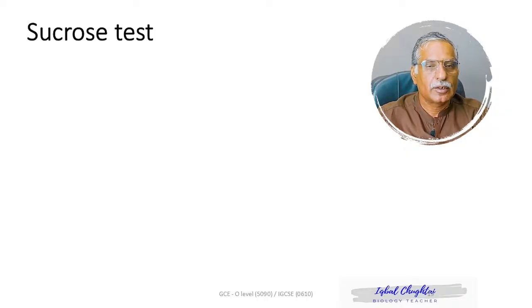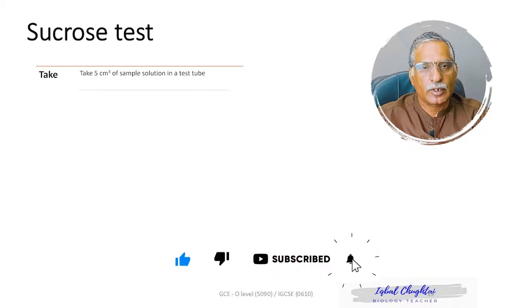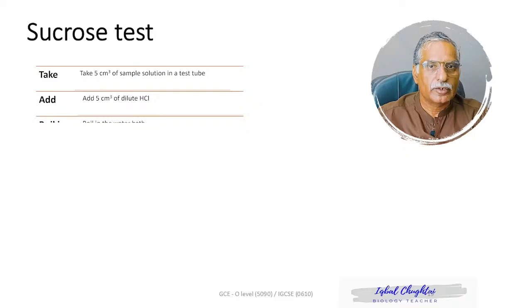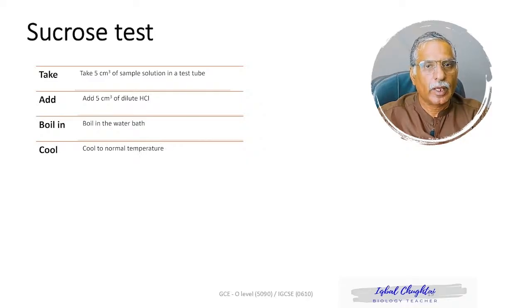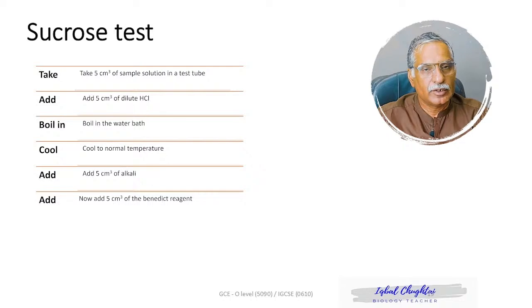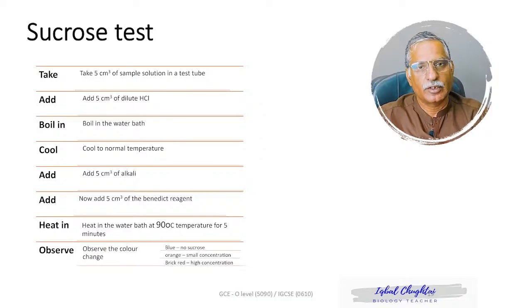In this sucrose test, what we do, we take a test tube, we add 5 cm cube of the given sample solution, that is the sucrose sample, and we add 5 cm cube of dilute hydrochloric acid solution. We heat the mixture in the water bath near to boiling. Then we take out the test tube, cool it down to normal temperature, and then we add 5 cm cube of alkali to that mixture. After that, we add Benedict reagent and we heat it in the water bath at 90 degrees Celsius constantly for around 300 seconds and then observe the color change.